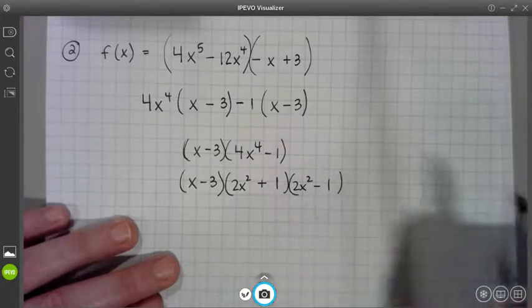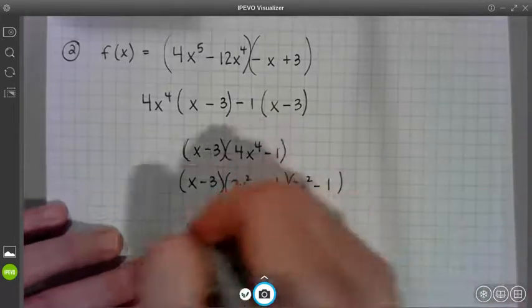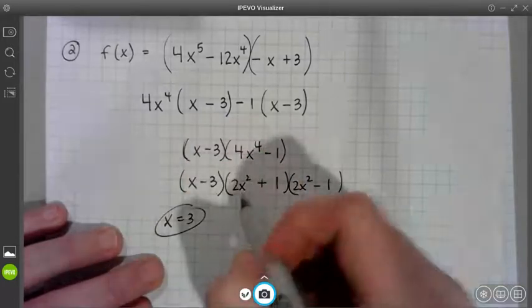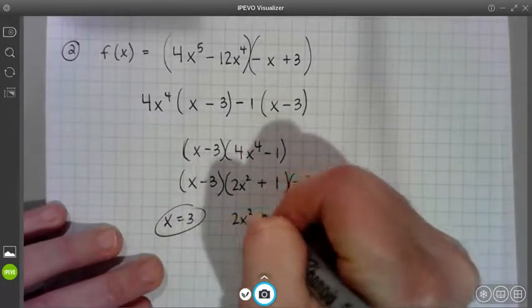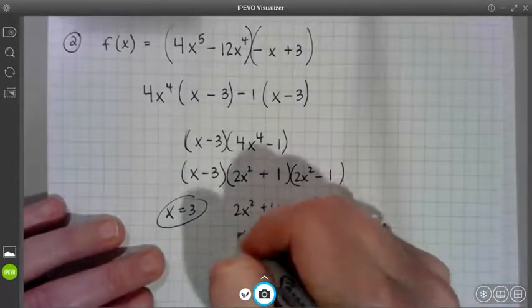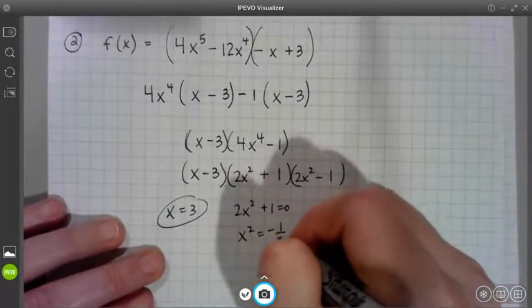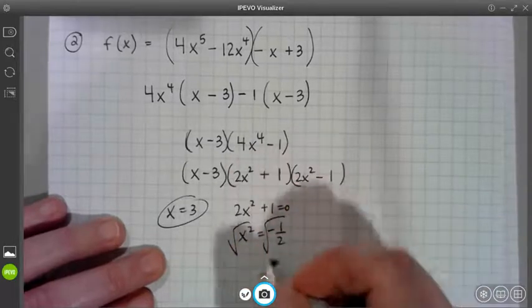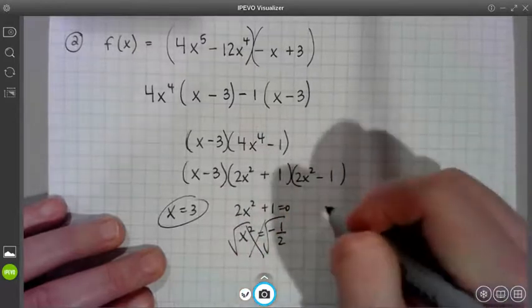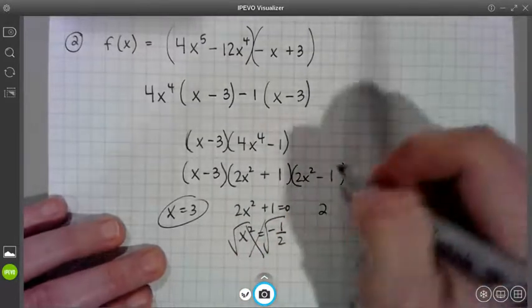So now I can set my factors equal to 0, and I would get x equals 3 is one of my x-intercepts. If I set 2x squared plus 1 equal to 0, I'm going to minus 1 and divide by 2. I'm going to get x squared equals negative 1/2. But when I take the square root of a negative number, I'm going to get imaginary zeros. So they don't count, because right now we're only finding the real ones.